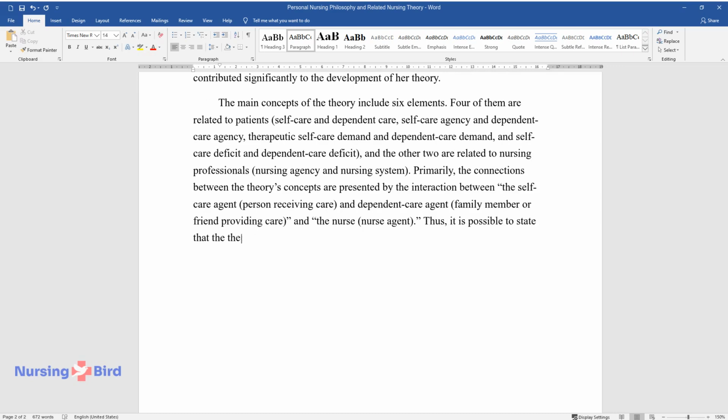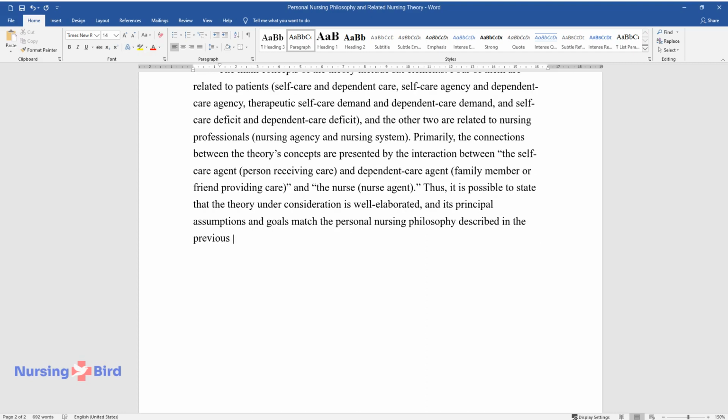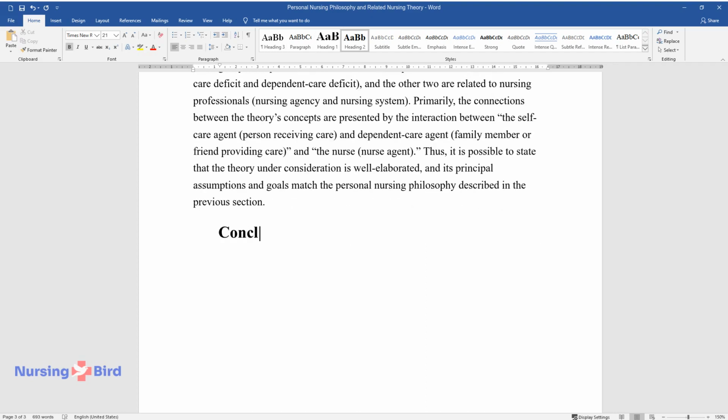Thus, it is possible to state that the theory under consideration is well elaborated, and its principal assumptions and goals match the personal nursing philosophy described in the previous section.